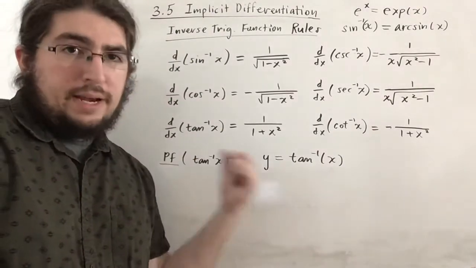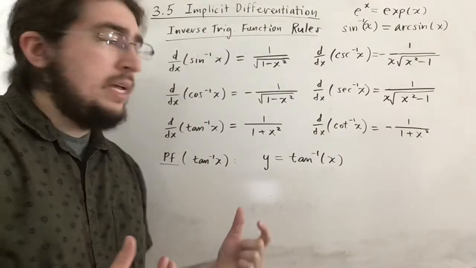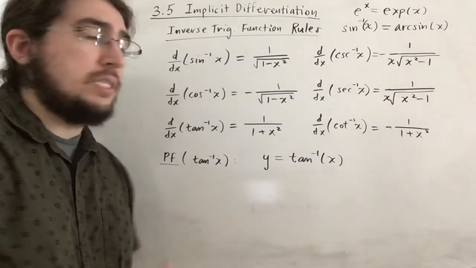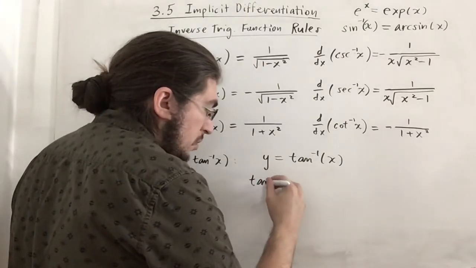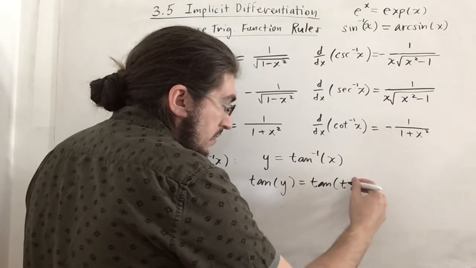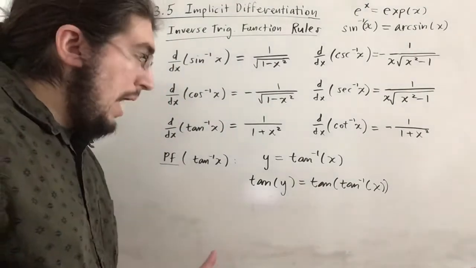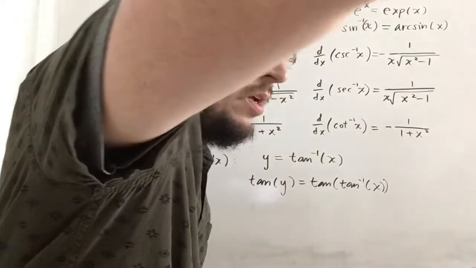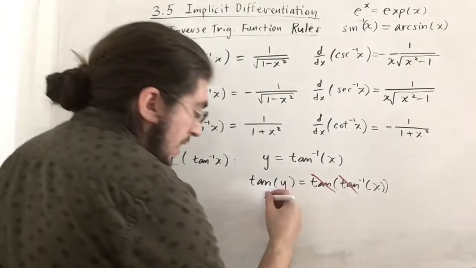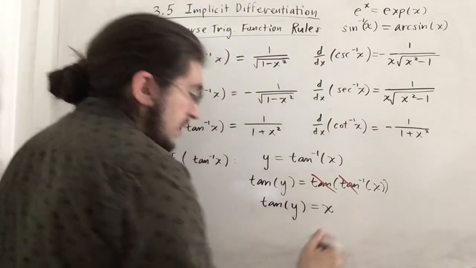Now, if you don't remember, any inverse function, not just trig functions, has the following property. If you apply the original function to the inverse, it undoes it, they cancel, and you just get the inside. Namely, if we take tangent of both sides of this equation, on the left we get tangent of y, on the right we get tangent of tangent inverse of x, and the tangent and tangent inverse will cancel. So let me cancel these out, and you just get x. So now we have tangent of y is equal to x. Perfect.